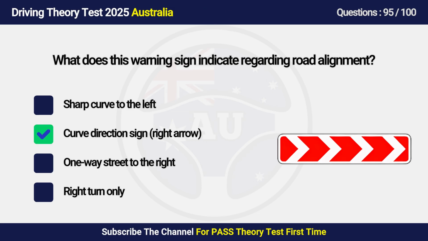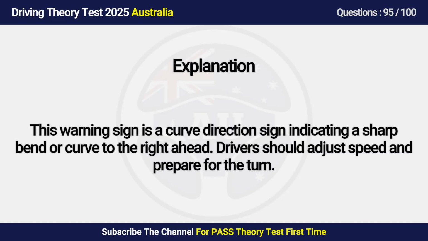Answer is B. Curve direction sign right arrow. This warning sign is a curve direction sign indicating a sharp bend or curve to the right ahead. Drivers should adjust speed and prepare for the turn.